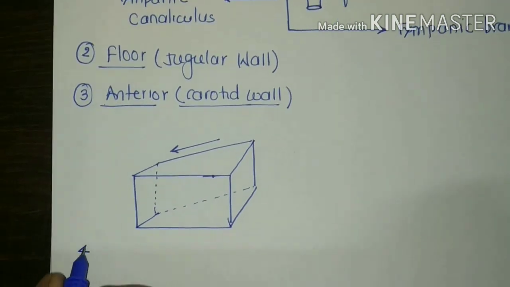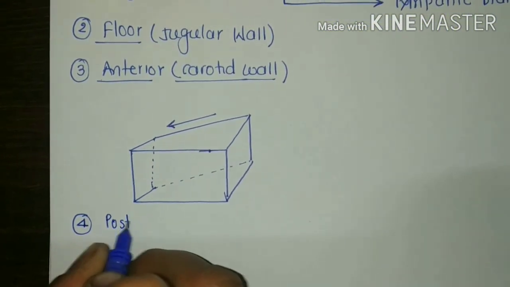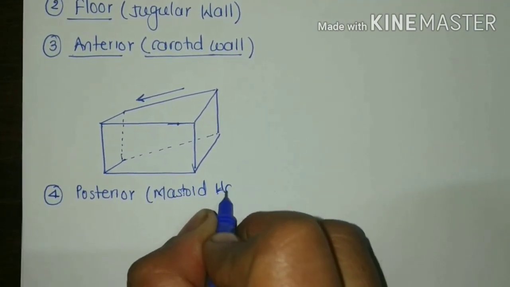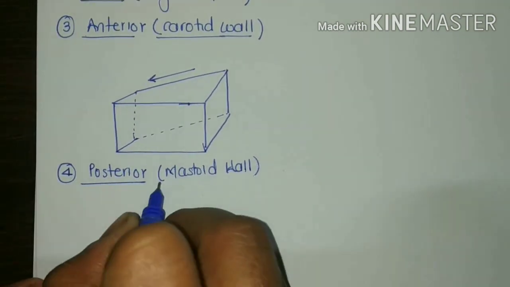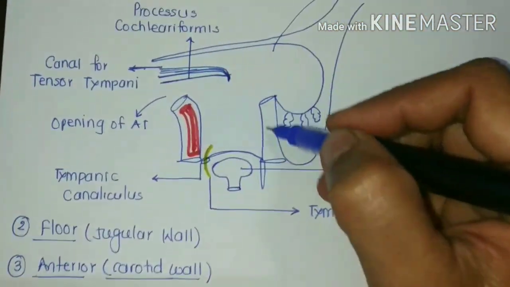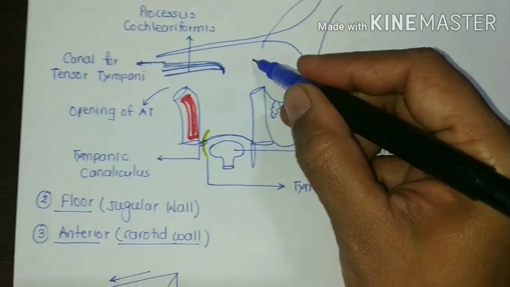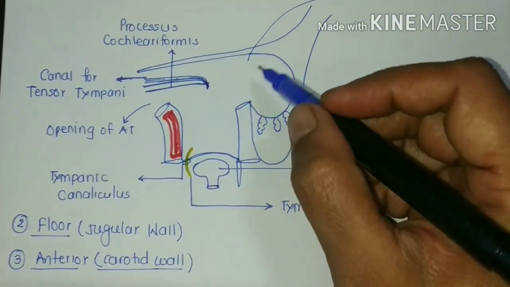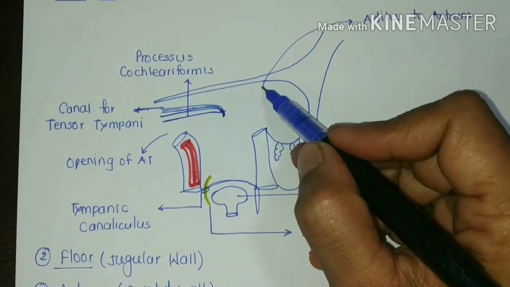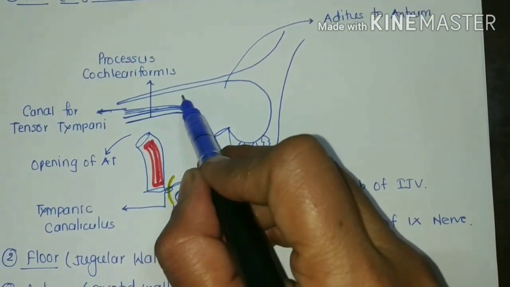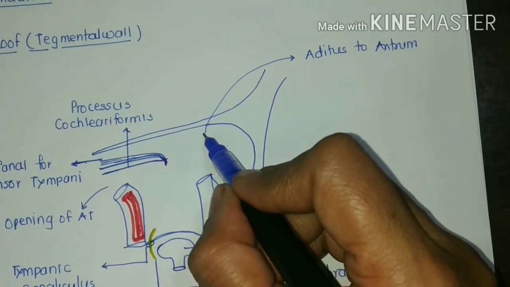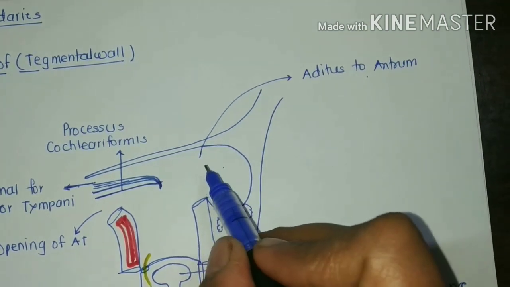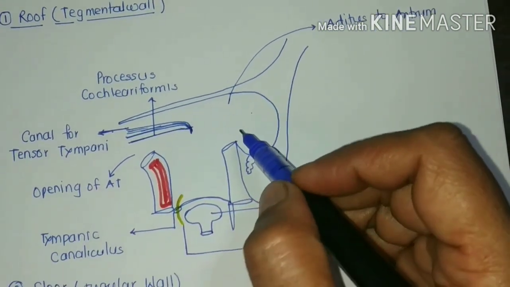Now coming to the posterior wall, which is also called the mastoid wall. This is the posterior wall of the middle ear cavity, and it shows some features which we are going to see from above downward. First, there is the aditus to antrum, which is the opening between the epitympanic recess and the mastoid antrum. So this is the aditus to antrum, which we have already seen. Clear? Now the second feature it shows is the fossa incudis.